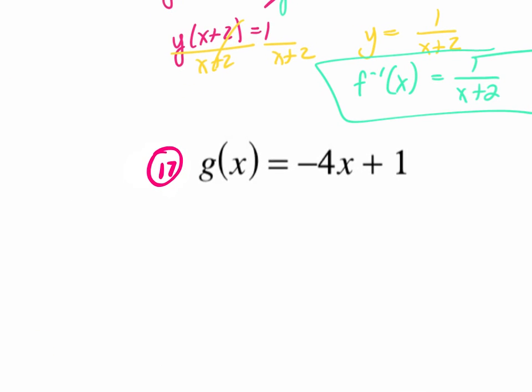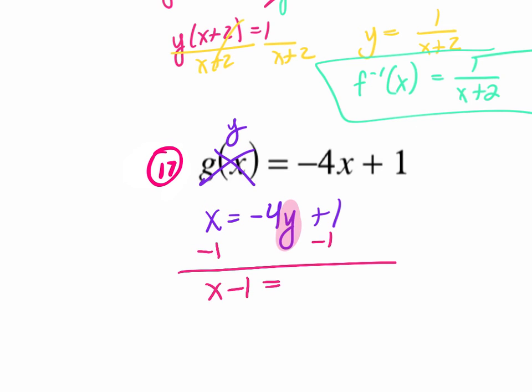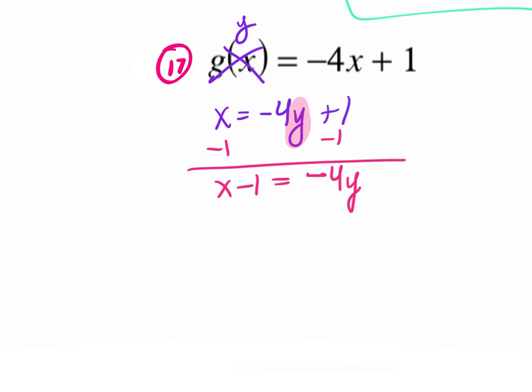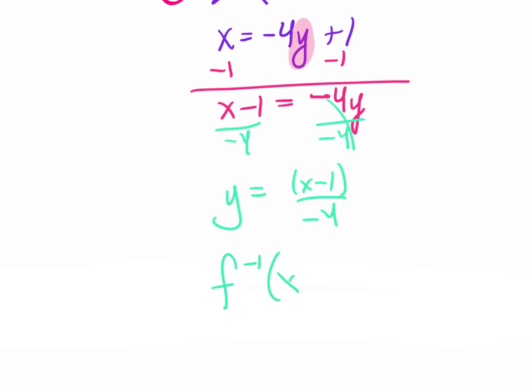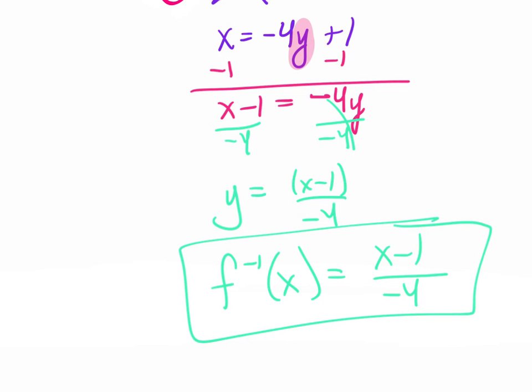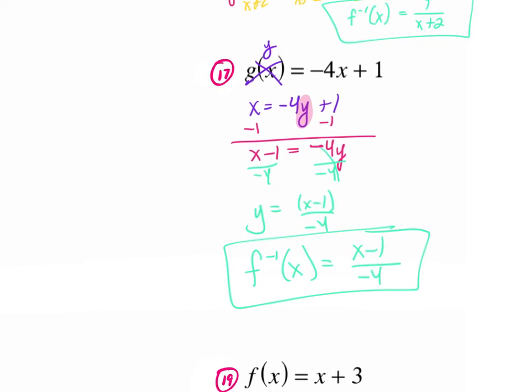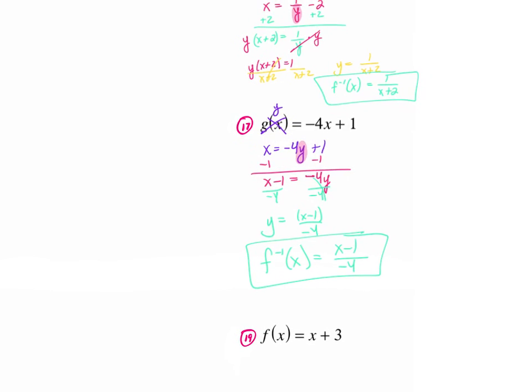All right, moving along. First thing you do is cross that out, make it a y. Switch your variables. So x equals negative 4y plus 1. I want to get y all by itself. We're going to isolate the y. So I'm going to subtract 1 from both sides. x minus 1 equals negative 4y. Still want y all by itself, so I'm going to divide both sides by negative 4. So y equals x minus 1 divided by negative 4. And the last thing I need to do is replace y with f negative 1 of x. That means here is my inverse, x minus 1 over negative 4. You can put the x minus 1 in parentheses. You don't have to. How we doing? Okay?